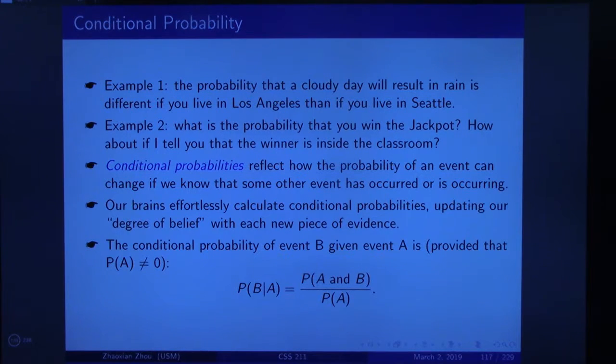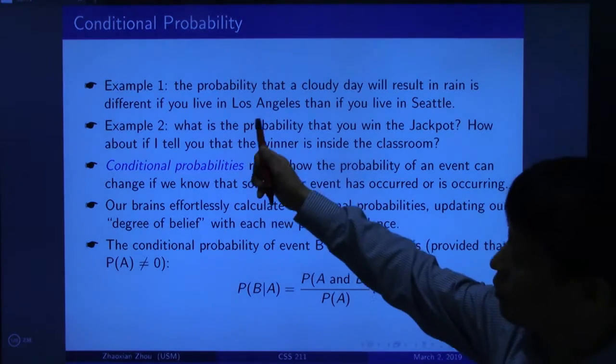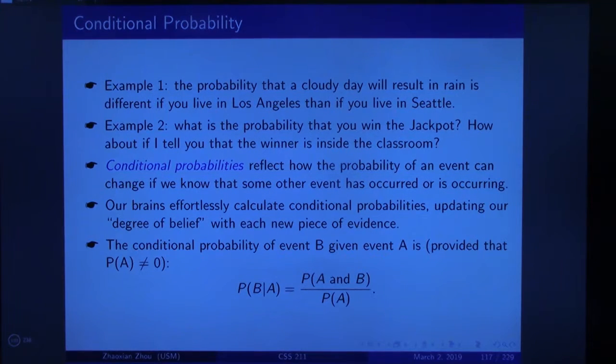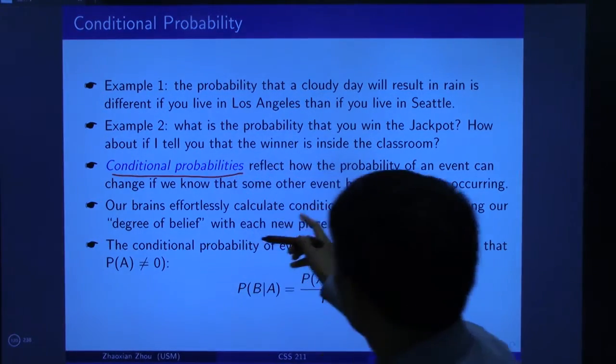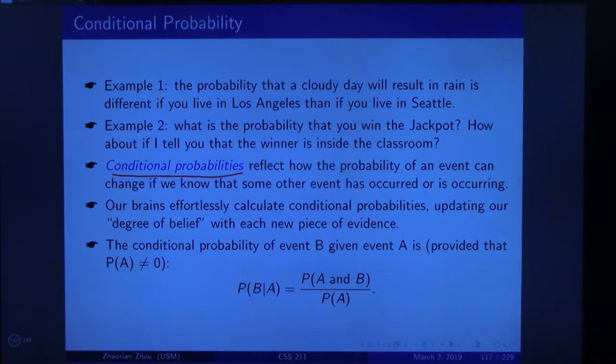So when you answer these probabilities, usually you are going to consider some condition. So that is called the conditional probability. Conditional probabilities reflect how the probabilities of an event can change if we know that some other event has occurred or is occurring.